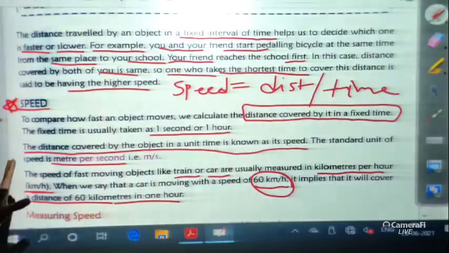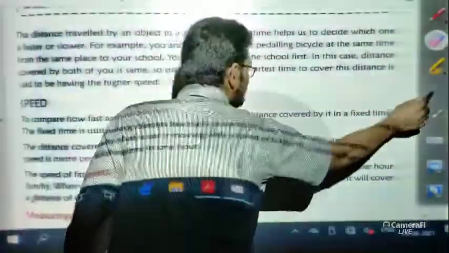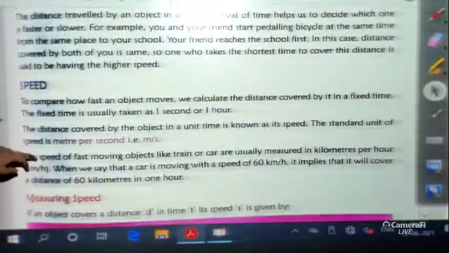So this is the basic concept of speed. I hope you have understood it. Now let us discuss the next portion. This is the very basic part of speed.